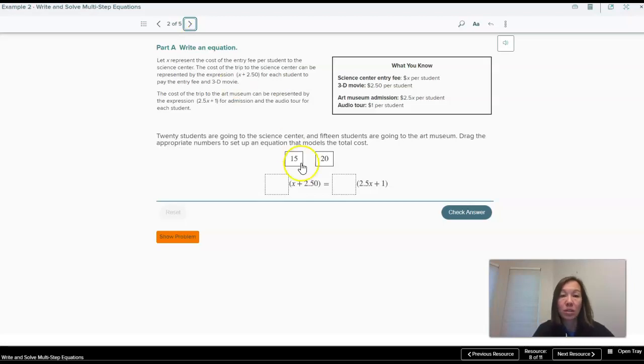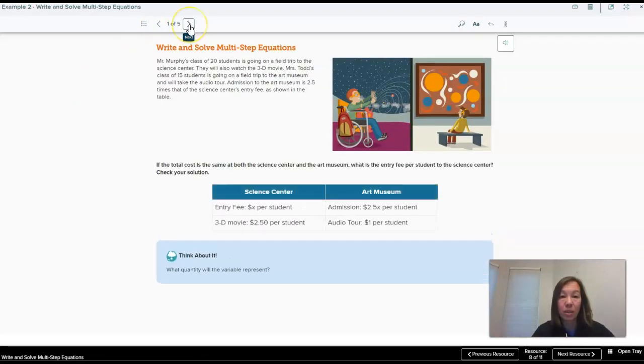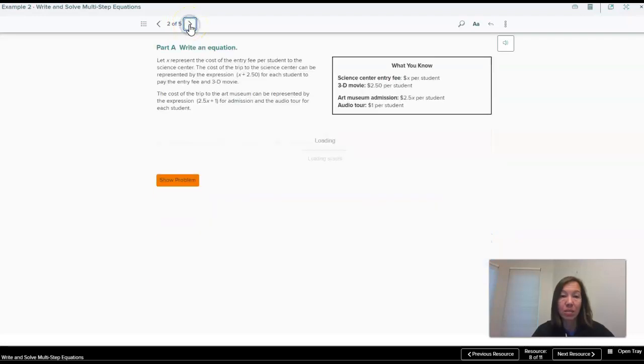So if 20 students are going to the Science Center, then we're going to multiply that amount by 20. If 15 are going to the art museum, then we can multiply this total cost by 15. So again, pause, reread, and see if you understand where the equation comes from. Read through this part a few times, but see if that makes sense to you.